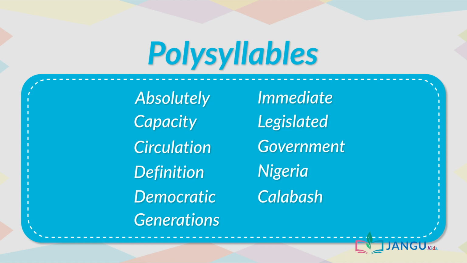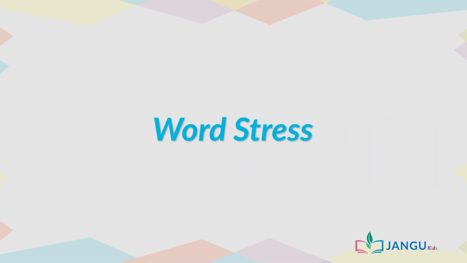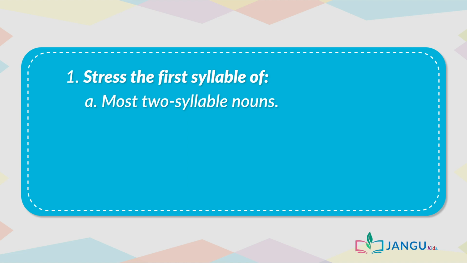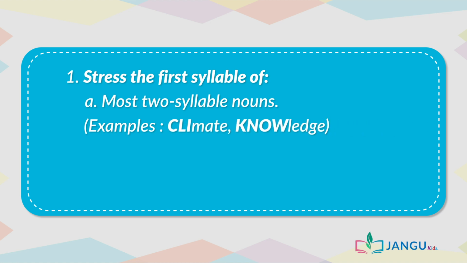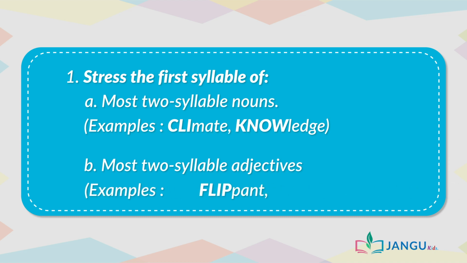Now that we know the types of syllables, let us look at some rules for pronouncing words with more than one syllable. It is very important to know these rules to improve both reading and pronunciation. Stress the first syllable of most two-syllable nouns. Examples: climate, knowledge. Most two-syllable adjectives. Examples: flippant, spacious.